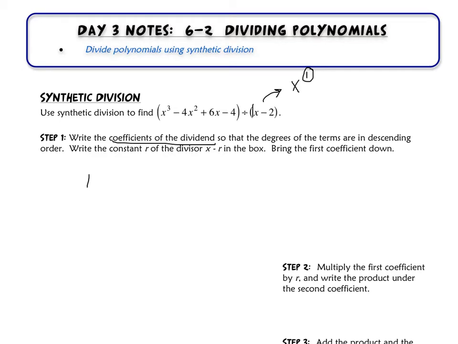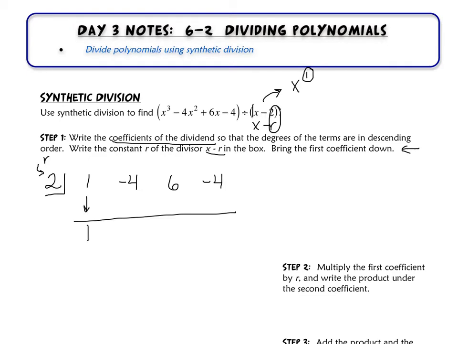I'm going to write down 1, the next coefficient is negative 4, the third one is 6, and then negative 4. Now what you do is in this little box, you're going to put what r is. And r, if we're dividing by x minus r, would be 2 in our case. Okay, so that's step 1. Write the coefficients, write r, and then the last thing here we have to do is to bring that first coefficient down. So this first number, you're always just going to bring it down, and it's 1.